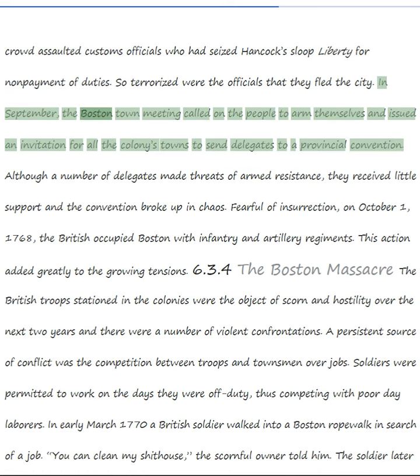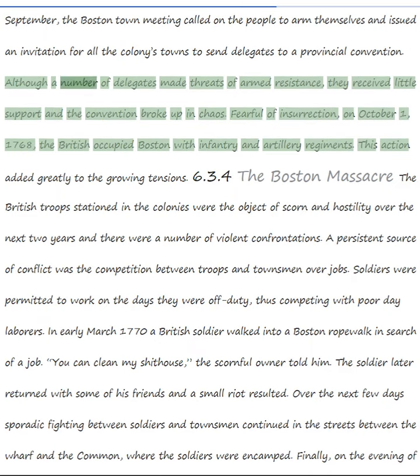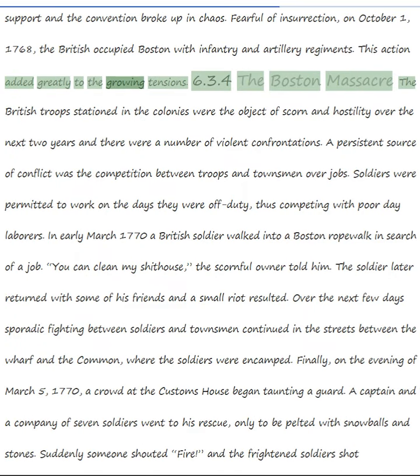In September, the Boston town meeting called on the people to arm themselves and issued an invitation for all the colony's towns to send delegates to a provincial convention. Although a number of delegates made threats of armed resistance, they received little support and the convention broke up in chaos. Fearful of insurrection, on October 1, 1768, the British occupied Boston with infantry and artillery regiments. This action added greatly to the growing tensions.